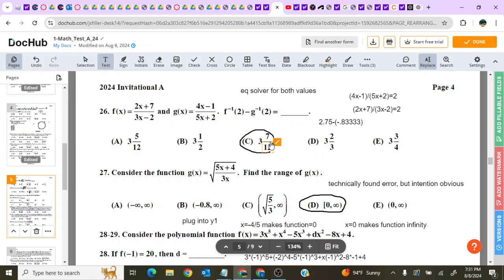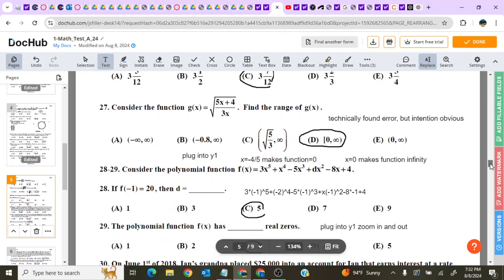Consider the function g of x is equal to that. What is the range of g of x? Technically, there is an error on this, but the intention is obvious. Basically, what the actual answer should be is [0, square root of 5 over 3), union (square root of 5 over 3, infinity). Basically, it's never actually square root of 5 over 3, but the intention is clearly obvious when you look at the graph.